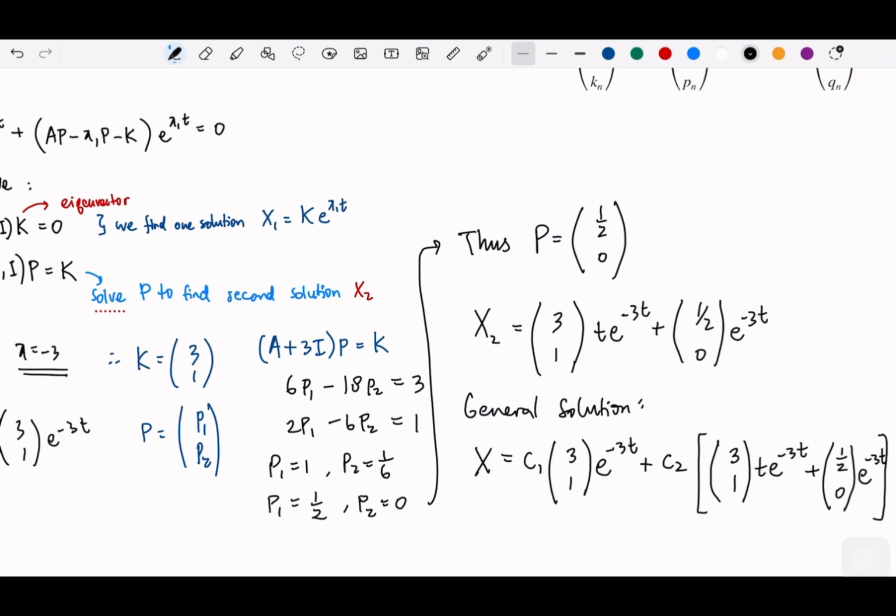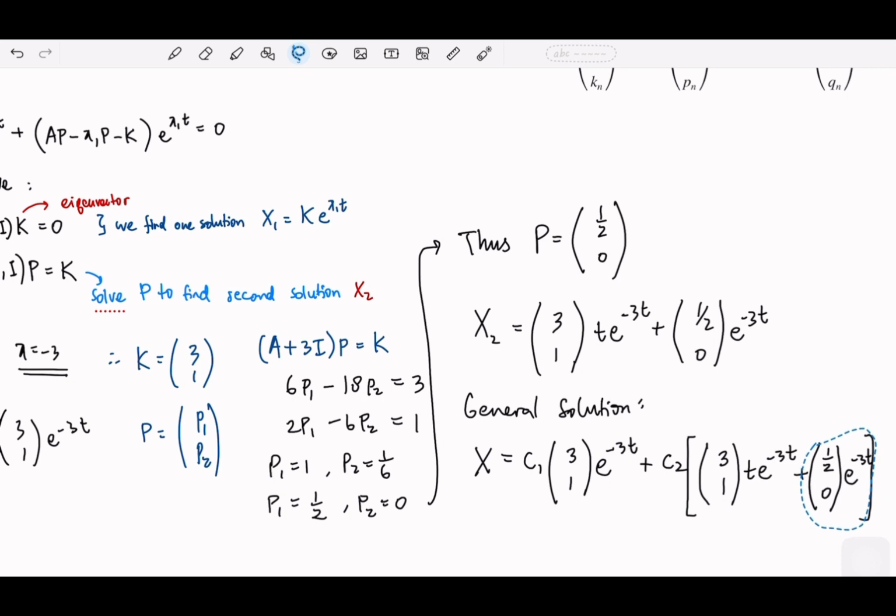So we have this. It seems like conjugated solutions. So this is the X1, this is the X2.